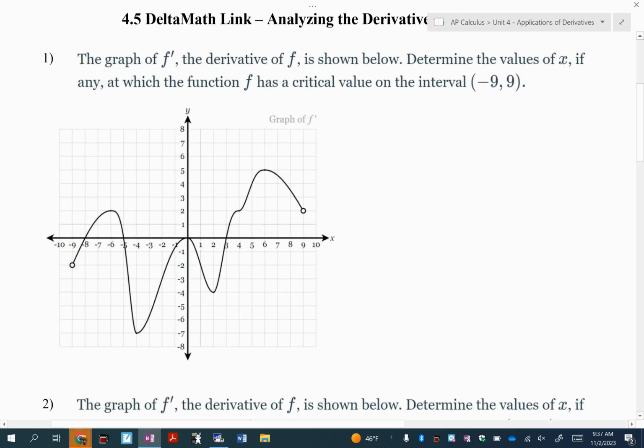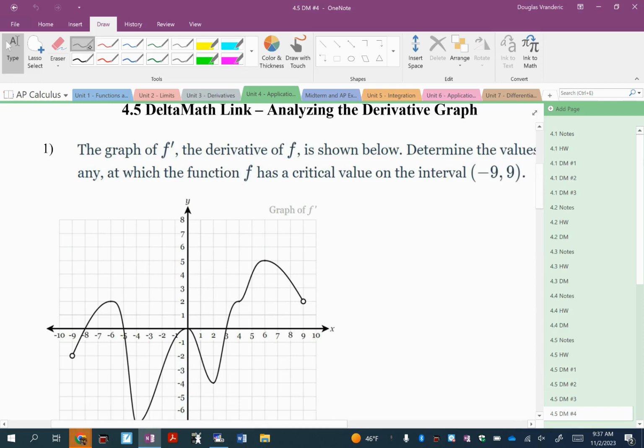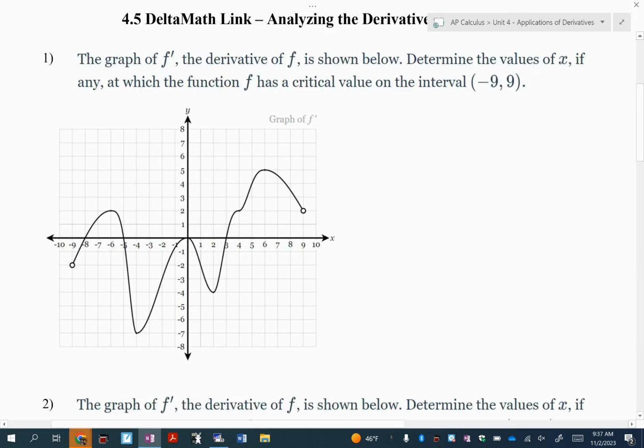Same negative 9 to 9. I think, Gael, you just noticed that this is actually telling you this is the graph of the derivative. So this is something new. So far, we've only looked at the graph of the original. This is the first time we are given the graph of the derivative. So it says, determine the values of x, if any, at which the function f has a critical value, also critical point, on this interval.